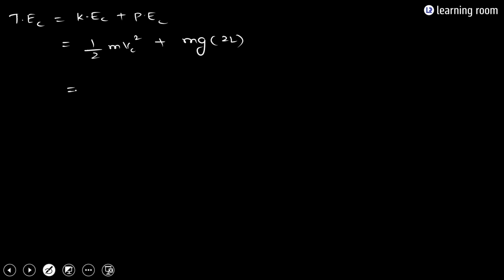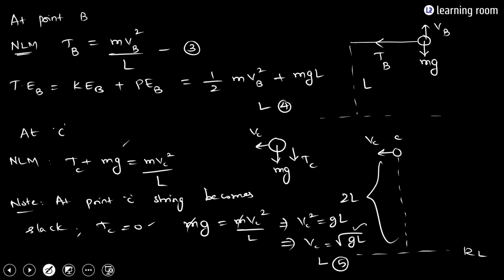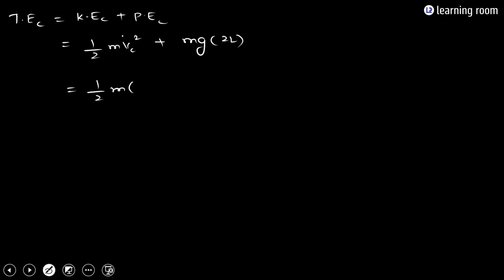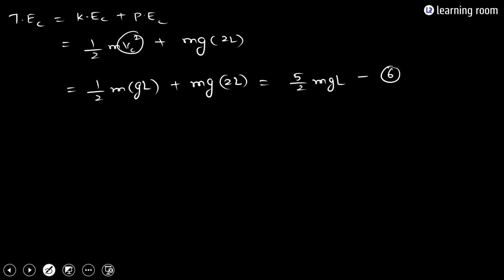So this will be equal to half into m into, we know that Vc is equal to root GL, or Vc square is GL. So if I substitute Vc square as G into L plus this as mg into 2L, we get the answer as 5 by 2 times mg into L, and this is going to be the total energy at point C.